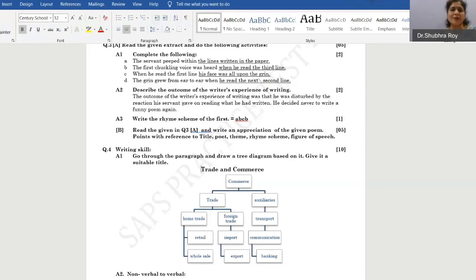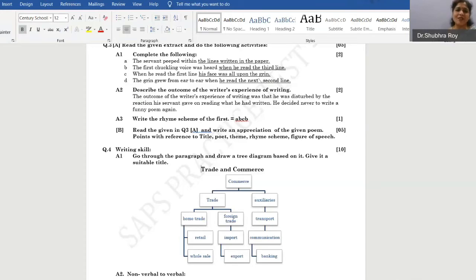The outcome of the writer's experience of writing was that he was disturbed by the reaction his servant gave on reading what he had written. He decided never to write a funny poem again. I don't think you have any other answer. This is the answer that you have to write. Although it's interpretative, you have to interpret what is given in the extract of the poem, isn't it?